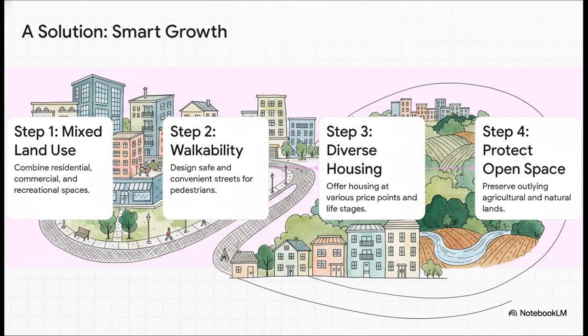So what's the fix for problems like urban sprawl and inequality? Well, a lot of cities are embracing ideas called smart growth. The goal is to build communities that are just smarter, better for the economy, better for the environment. This means mixing things up, putting apartments near offices and shops so you don't have to drive everywhere. It means designing neighborhoods that are easy and safe to walk in. And it means offering different kinds of housing so people at all income levels can live there, all while protecting green spaces from just endless development.